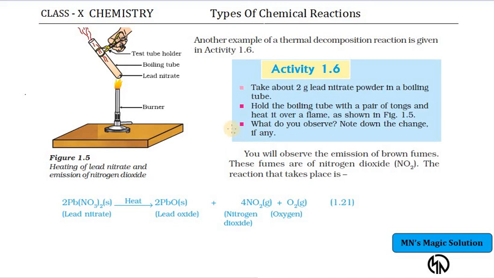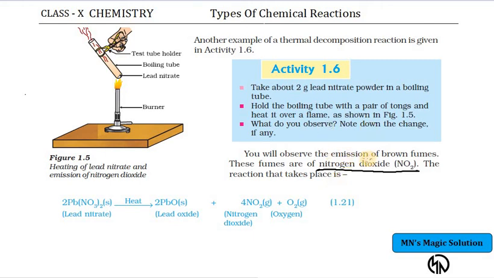Thermal decomposition, they have given you another example in your textbook. It is lead nitrate, which when heated gives lead oxide plus nitrogen dioxide and oxygen. You will see emission of brown fumes, and those brown fumes are because of nitrogen dioxide. In the activity, you take lead nitrate powder in a boiling tube and heat it over a flame. The question is what changes you observe when heating.